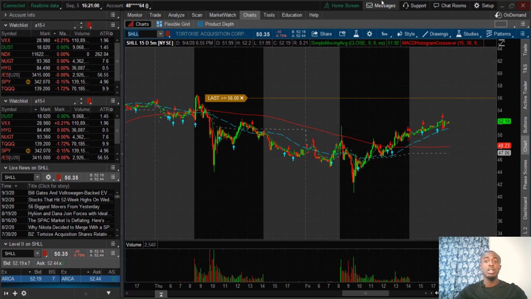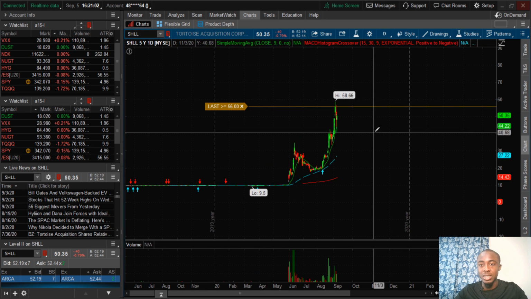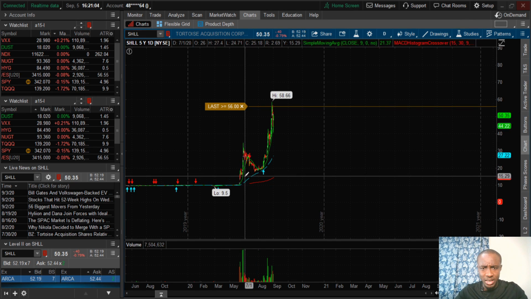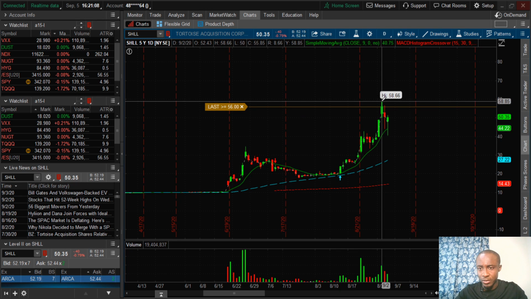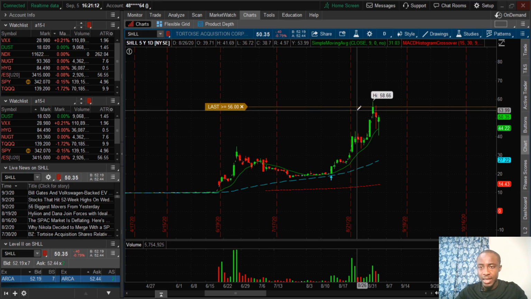And this is the chart of SHLL right here. This is the daily chart. As you can see, the stock is very extended. It went from $9 all the way up to $58 in less than 3 months. And looking at how vertical it looked, I decided to pay very, very close attention to it and see exactly how it will react on Thursday.